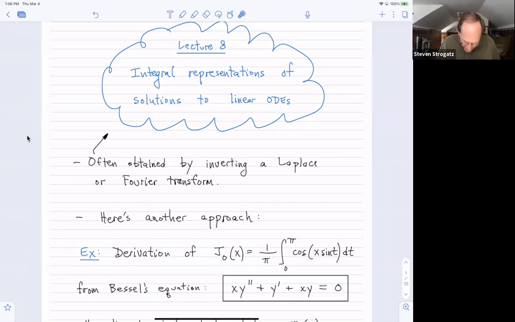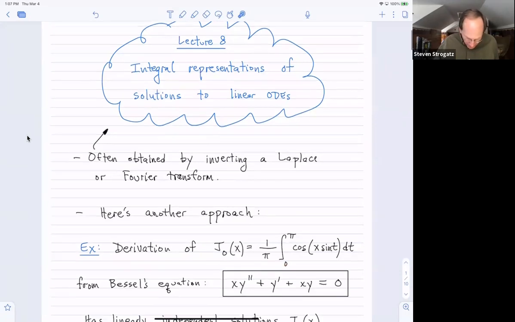That's what linear means. But you can have functions of x in front of the coefficients, or in front of the y's, like we do here. And so this case is a special case of Bessel's equation. All right, and this object J0 that we've been talking about turns out to solve it. So here's how we could see that.